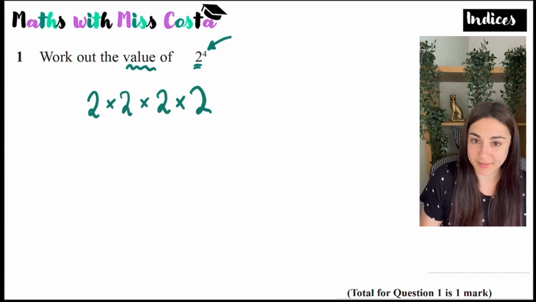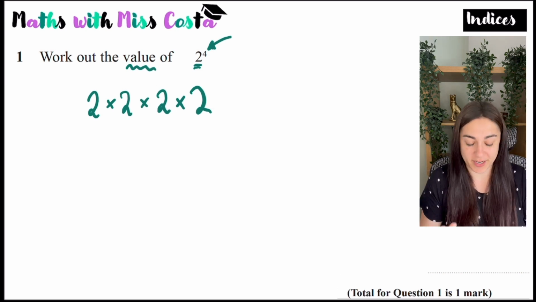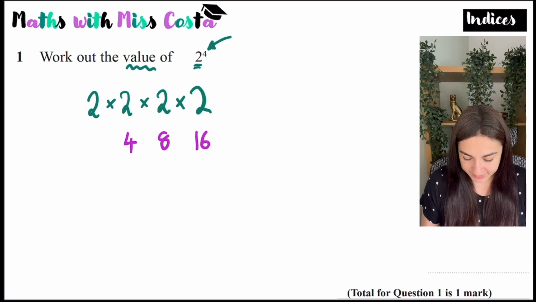So that would be 2 times 2 times 2 times 2. And they're being asked to work out the value of it, so I actually have to work this out. So 2 times 2 is 4, times by 2 again is 8, times by 2 again is 16. So therefore 2 to the power 4 would be 16.